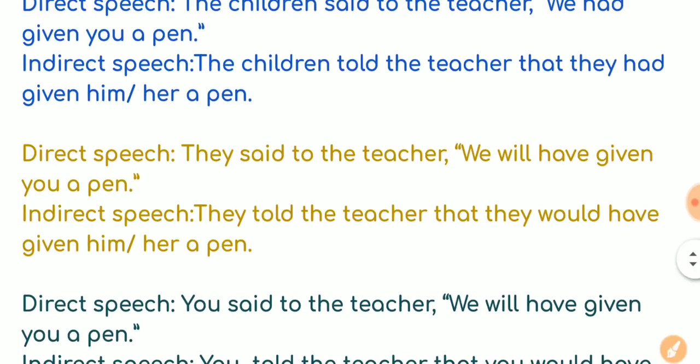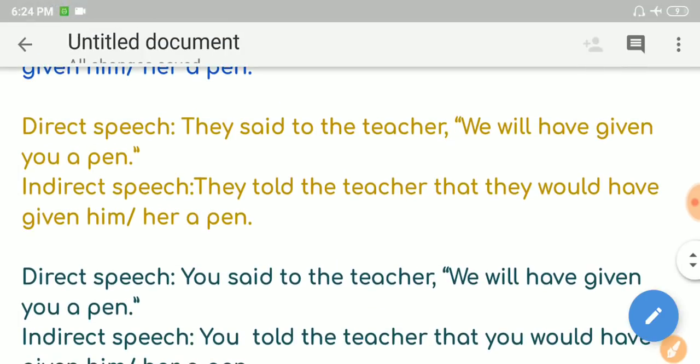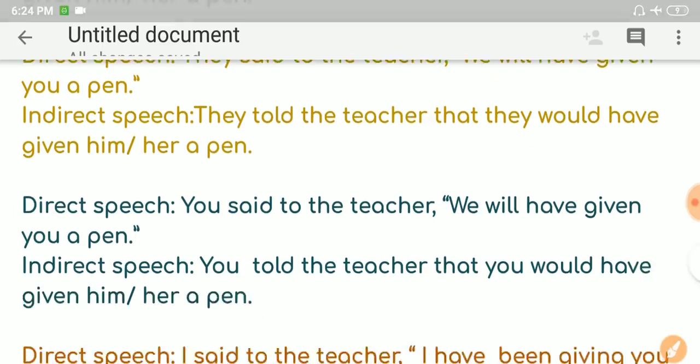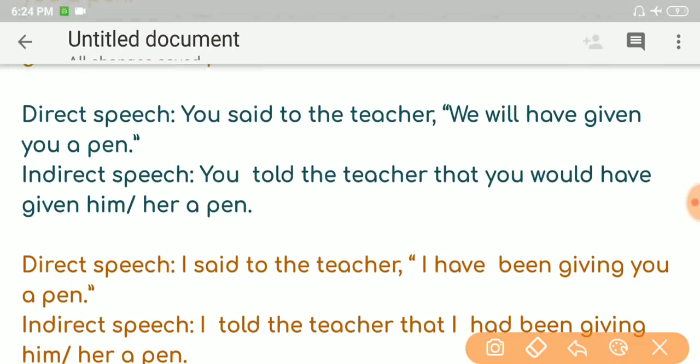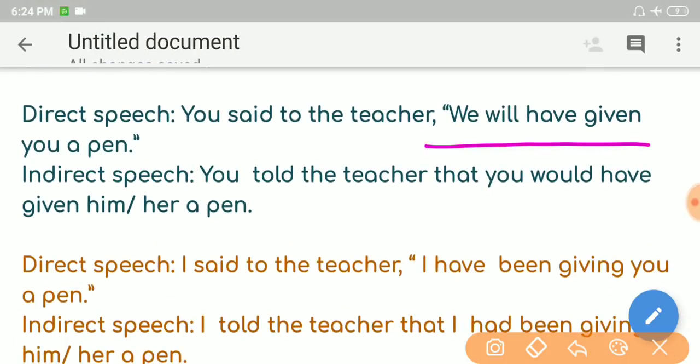Again, see here. Future perfect. Would have. Present future perfect changes into past future perfect, like this. Same. Would have given. Present future, past future, my dear friends.